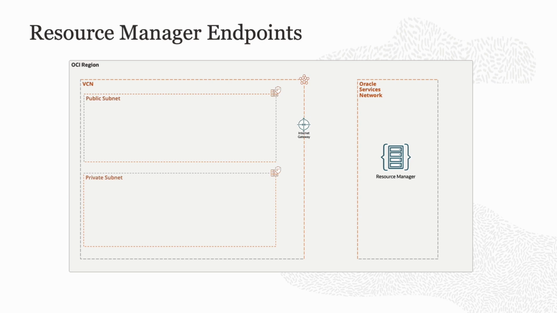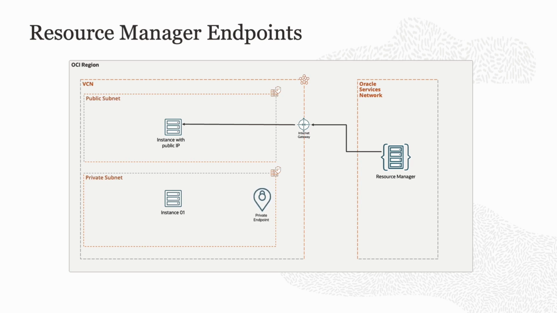In the public subnet, it will create an instance with a public IP, and assuming it has the proper security list or network security groups rules, a provisioner called remote-exec can connect using SSH and run commands in the provisioned instance. The same is not true for the instance in the private subnet. To allow Resource Manager to connect to the instance, it will require a private endpoint.